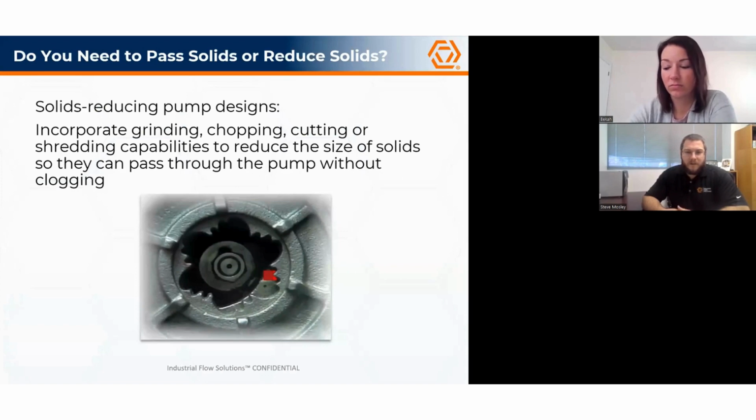Be aware that in some applications with high concentrations of difficult solids, you may need to size the motor to provide sufficient shredding torque, even though that may provide a higher flow rate than specified.